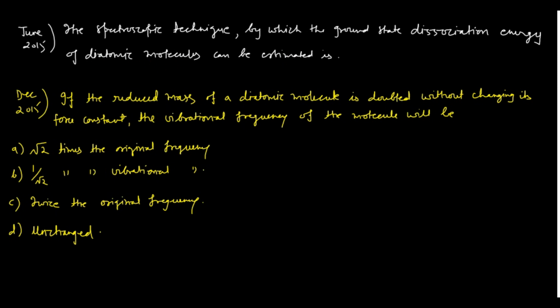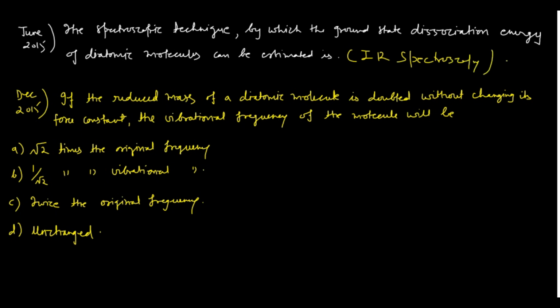Though I haven't written the different kinds of spectroscopic techniques, if you have followed my previous lectures, or you are aware of IR spectroscopy, then you can easily conclude that the ground state dissociation energy can be calculated by vibrational spectroscopy. So IR spectroscopy is the correct answer. Okay, so you can write IR spectroscopy or vibrational spectroscopy. This will give you the idea.